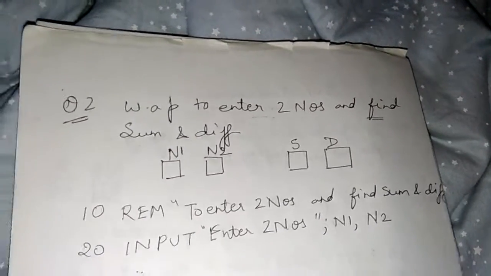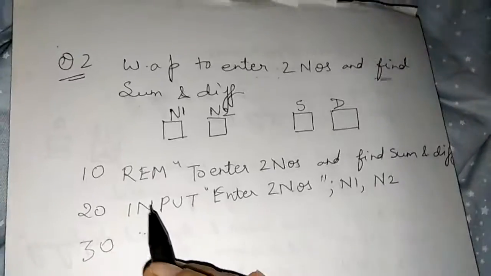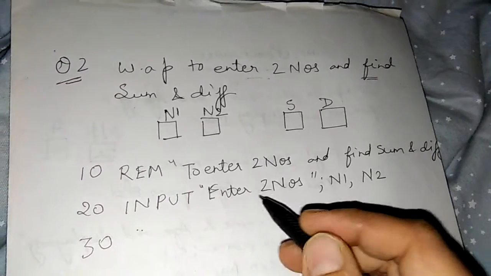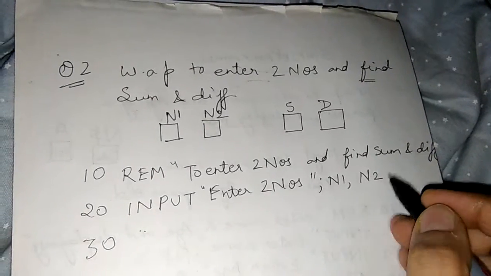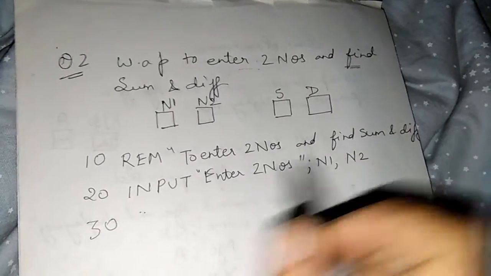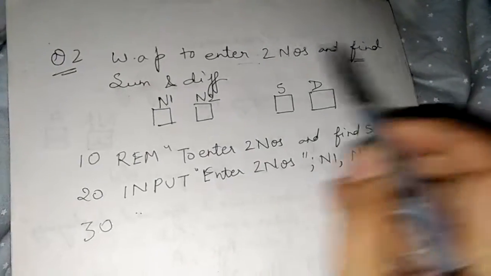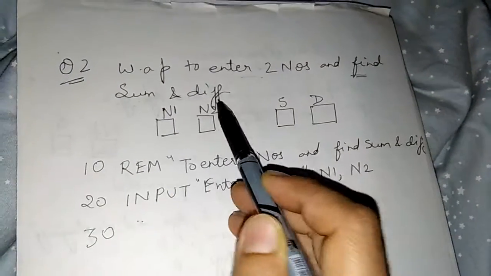Now as usual, the first statement will be your rem statement: to enter two numbers and find the sum and difference. Then we will have the input statement, enter two numbers n1 n2. You can also take inputs in different lines; I have taken input together. Then the process part. Now what is the process part? That is sum and difference.